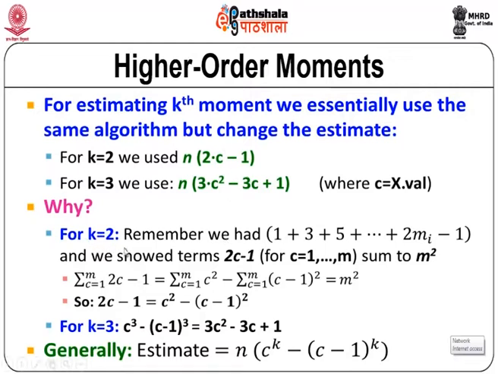Now, when we assume k equal to 2, we should remember that this series is going to be equal to the sum of m square. So, 2c - 1 will be equal to c square - (c - 1) the whole square, and for k equal to 3, the series c cube - (c - 1) cube will be equal to 3c square - 3c + 1. So, in general the estimate will be equal to n multiplied by (c to the power of k - (c - 1) the whole power k).